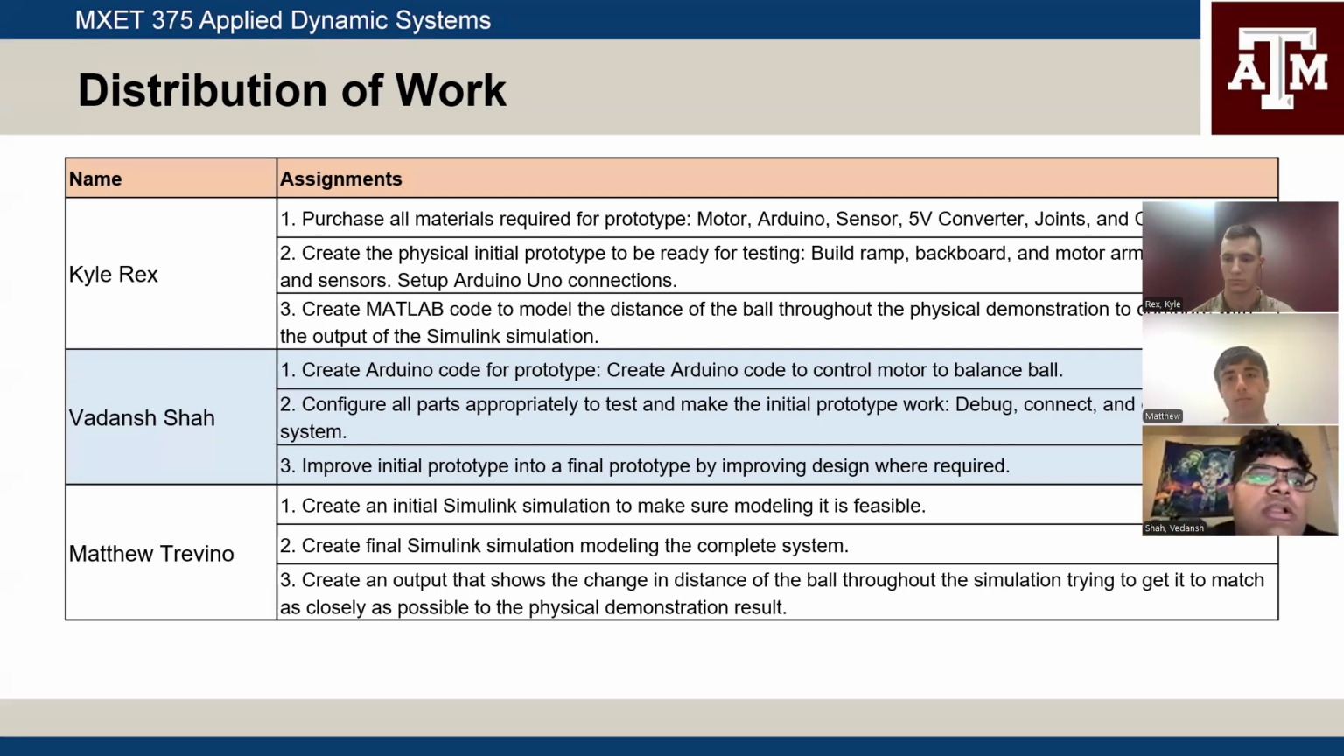I'm also gonna debug, connect, and complete the system to configure it, and then probably use trial and error to fine tune it so the ball can stay in the given position. And then Matthew, for the most part, is going to work on the Simulink simulation. He's going to try to make the entire model in Simulink so we can get a simulated graph of the position of the ball, and then we can finally compare that to the actual experimental vertical position of the ball.